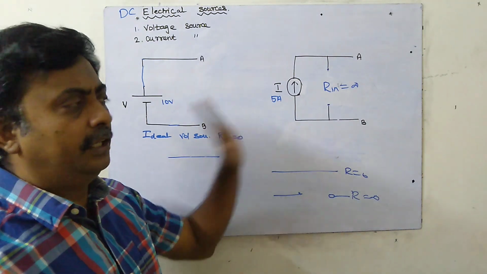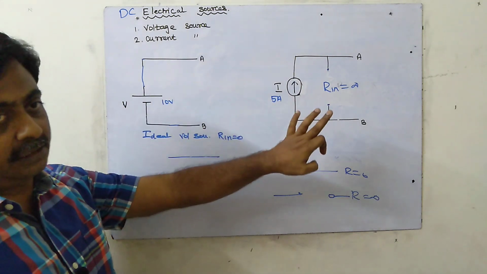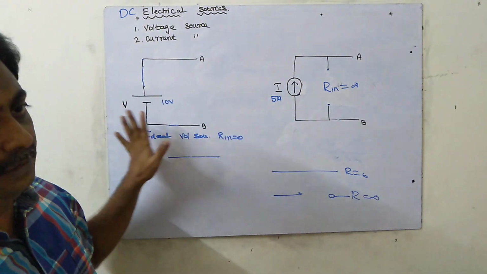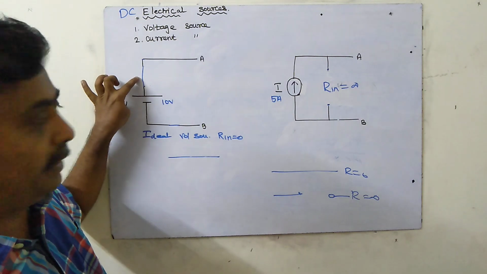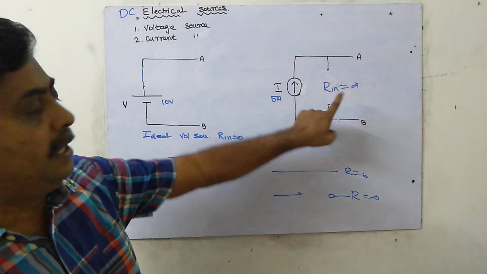These are the basic things we should know. This is the voltage source, this is the current source. These are all ideal. Practical means here the resistance will be in series with the battery, and here the resistance will be in parallel with the current source.